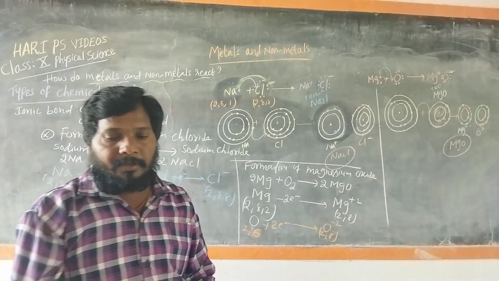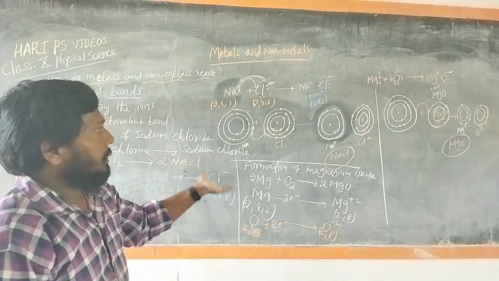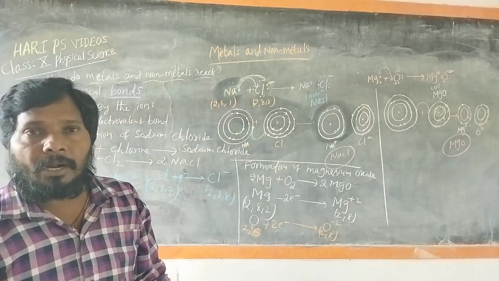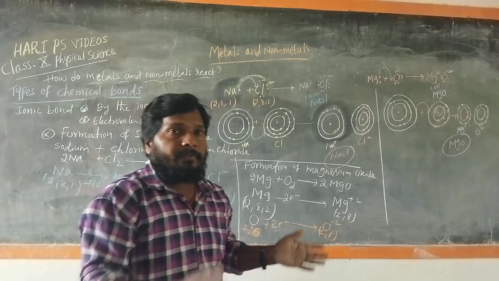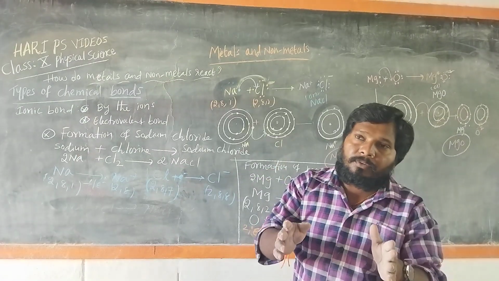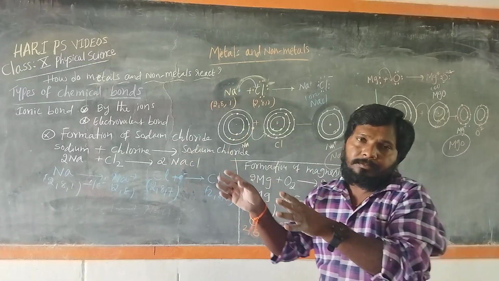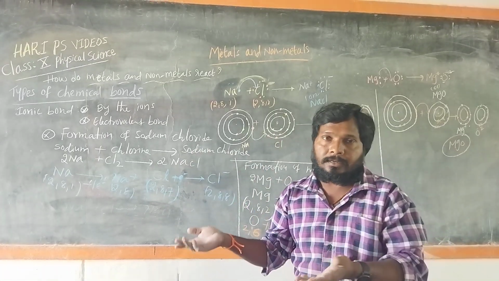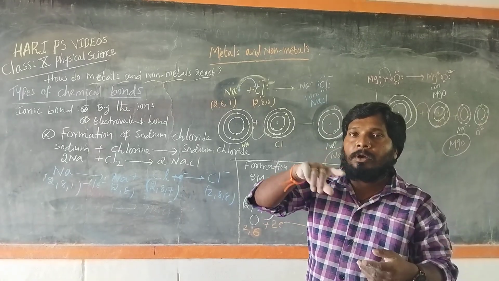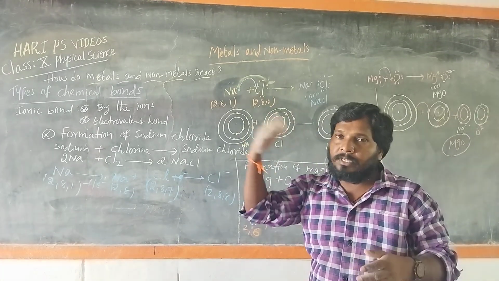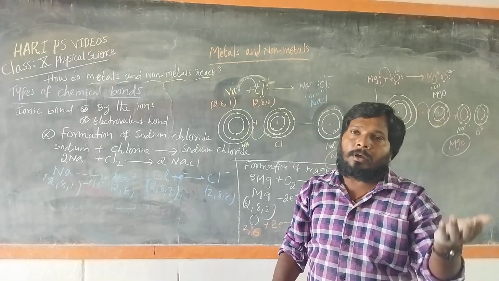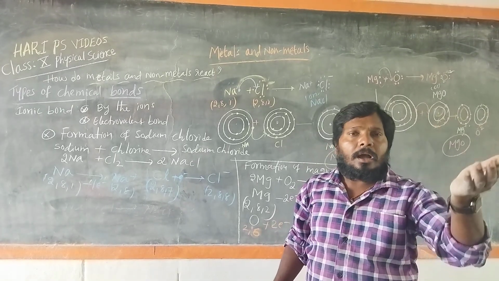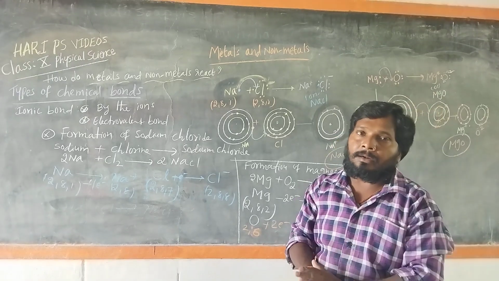Calcium chloride and magnesium chloride also form through ionic bonds. First of all, write the electronic configuration of the metal atom. Metal atoms lose electrons, so the metal atom has 1, 2 or 3 electrons in the outer shell. Non-metal atoms have 5, 6 or 7 electrons in the outer shell, and they gain electrons.